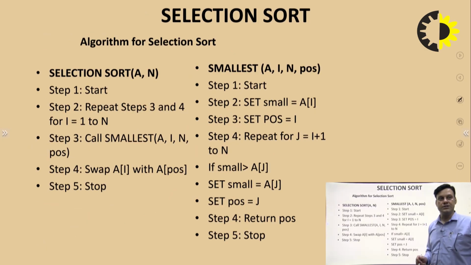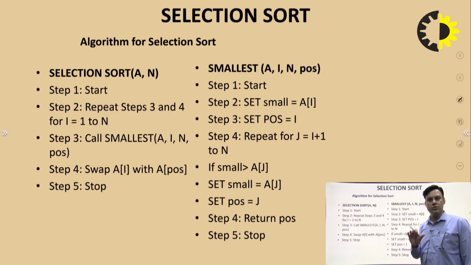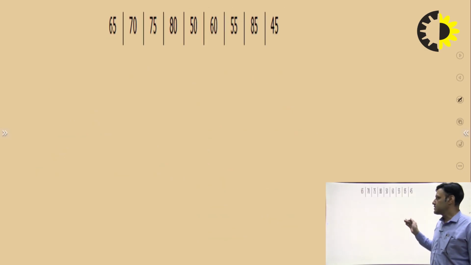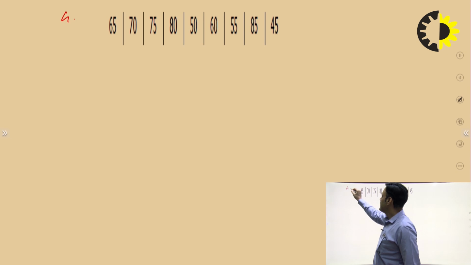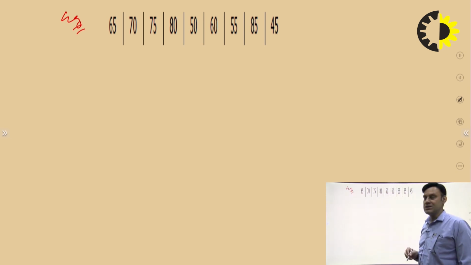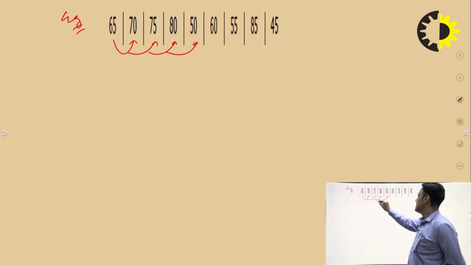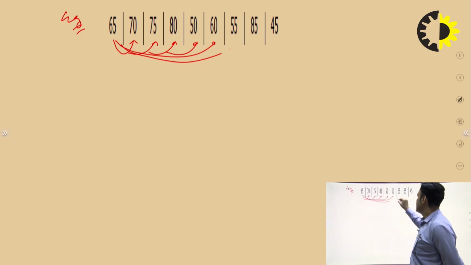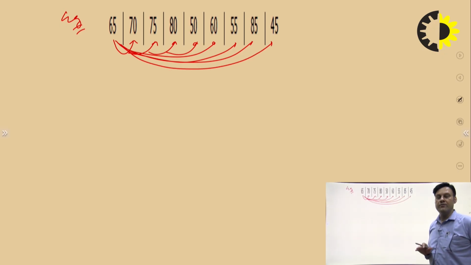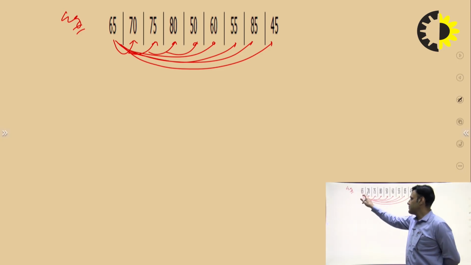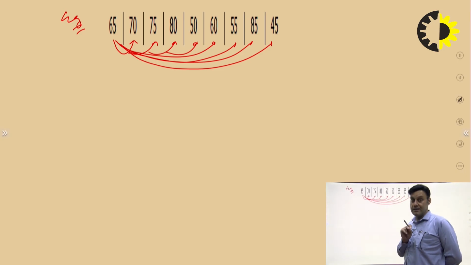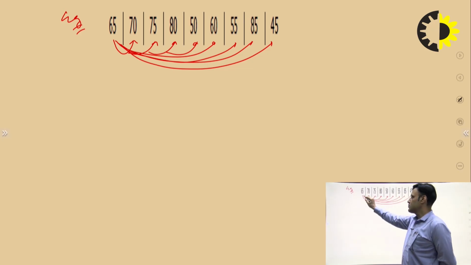Now the selection sort. For example, in this selection sort, the 0th position element will get compared with all the elements. Just see, this is an example. We are just illustrating the selection sort. This 65 will get compared with all the elements. For example, 65 compared with 70. Is 65 less than 70? Yes, not an issue. 65 will remain here.